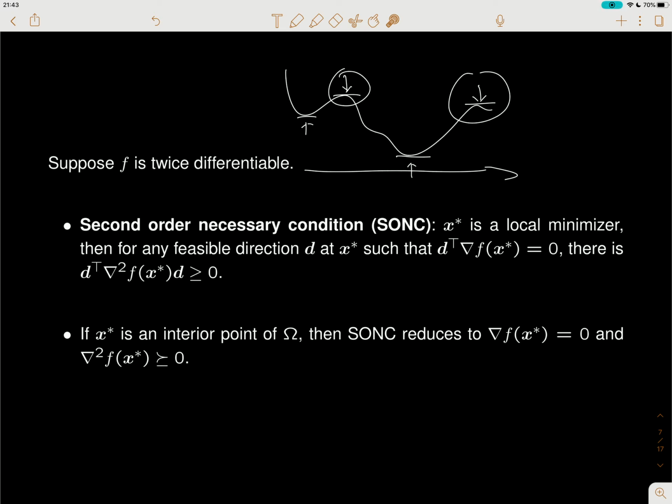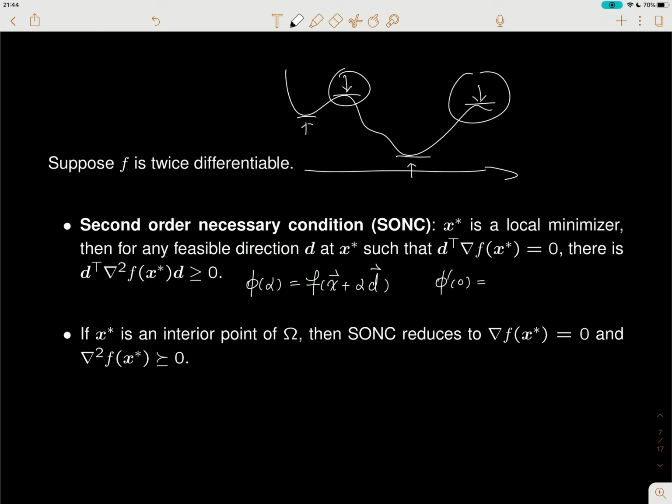Okay, so what that means is, going along that direction, let me recall the function we had earlier. For the function phi, alpha, I defined it to be f of x plus alpha d. And then we said that phi prime of 0 is the directional derivative of f at the point x along the direction d. If x is the local minimizer, then the directional derivative must be non-negative, right?